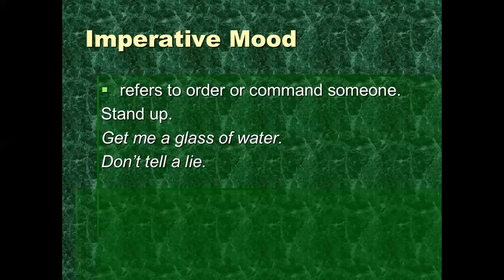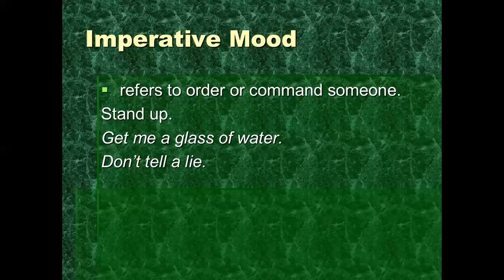Now, imperative mood is not only different from indicative mood in terms of its use or function, its structure is also different from the indicative mood. Let's have a look at some examples here. Stand up. Now here we can see that the first form of a verb is being used, and we don't see any subject.